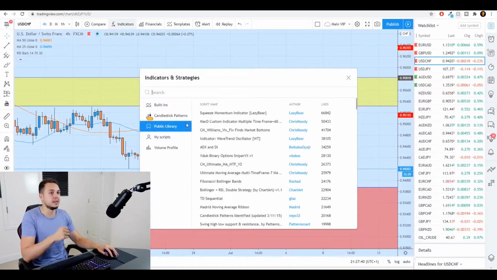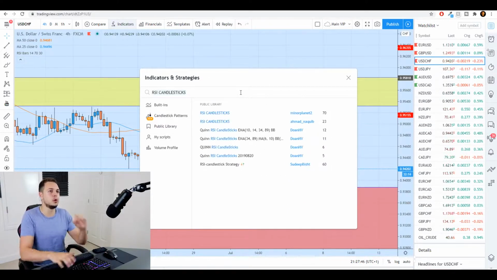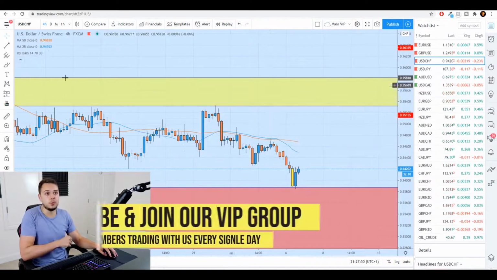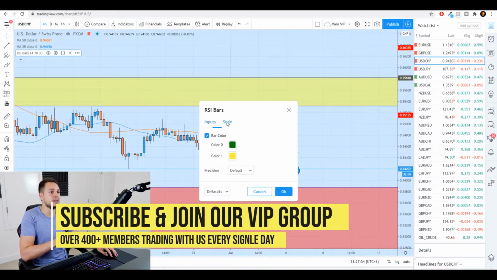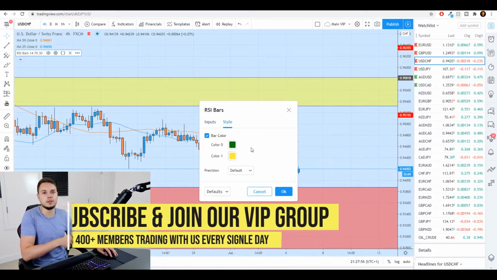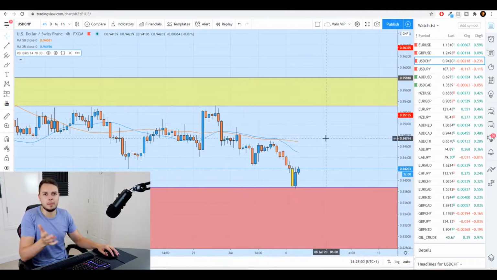We go inside indicators, public library, and then we need to write RSI candlesticks. I believe that's the one. You choose one of them and it's going to find all of this strategy for you. Then once you find this RSI bars, go to settings, style, and you can choose the colors of oversold and overbought. So I chose green and yellow. It does not matter which colors you choose, honestly.